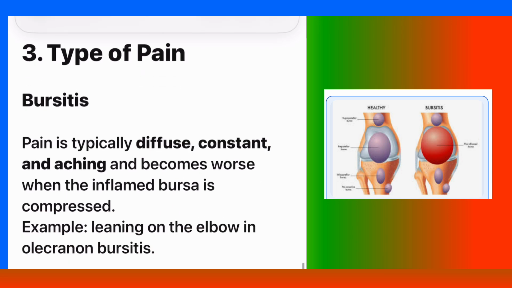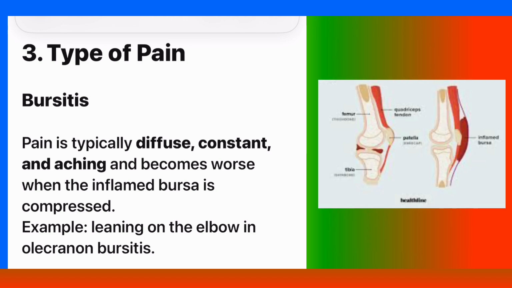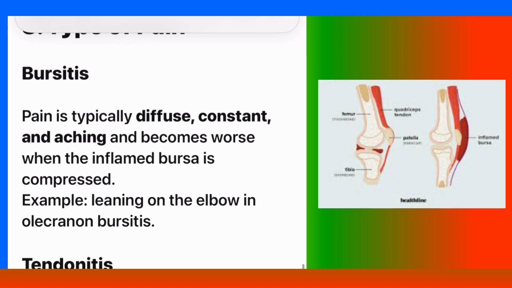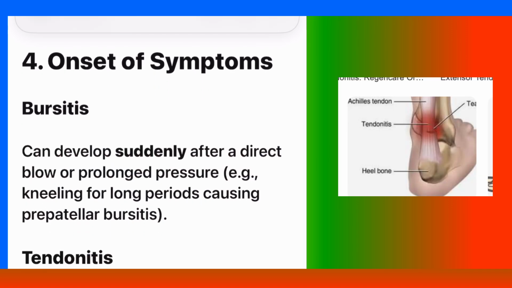Number 3, type of pain. Bursitis pain is typically diffuse, constant, and aching and becomes worse when the inflamed bursa is compressed. Example, leaning on the elbow in olecranon bursitis. Tendonitis. Pain tends to be sharp, localized, and activity-related, worsening during tendon movement or muscle contraction.